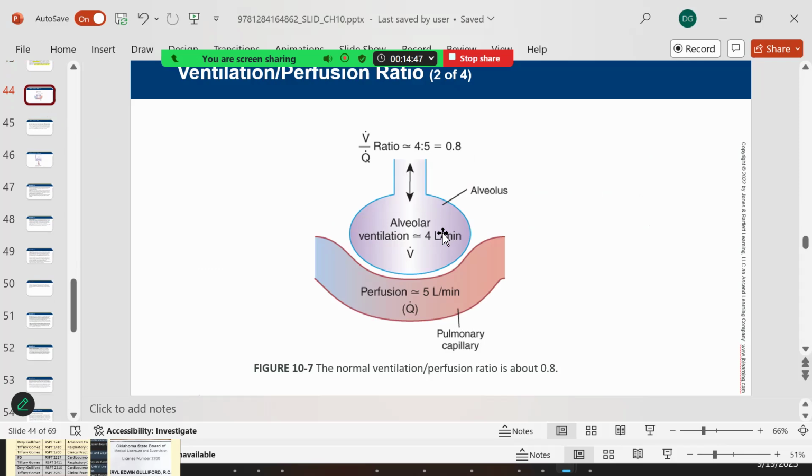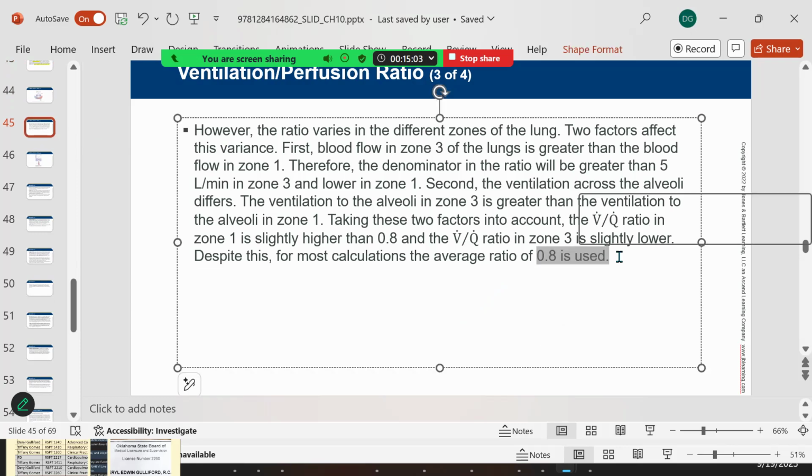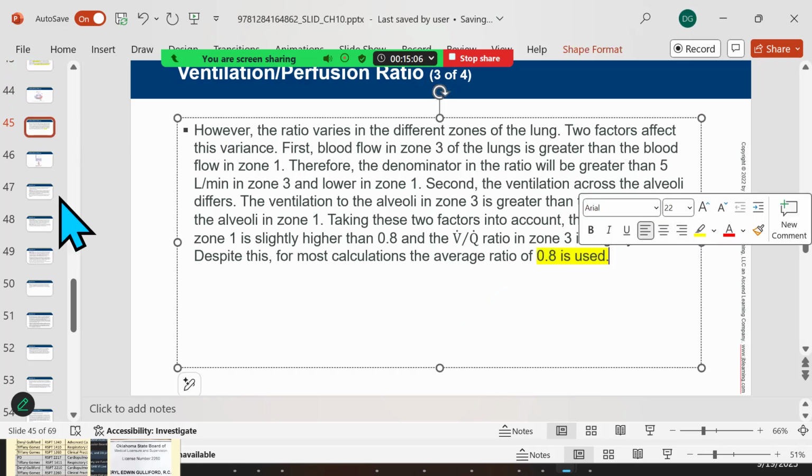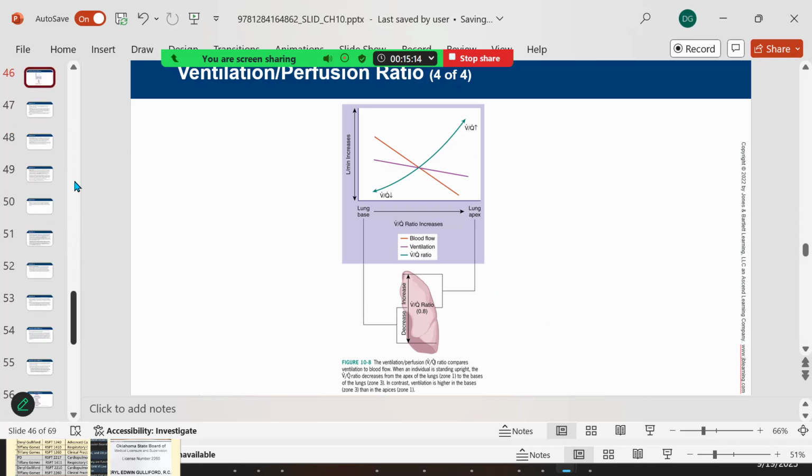And there it is, 4 liters of ventilation, 5 liters of blood flow. That's a very typical VQ ratio of 0.8. That's a number worth remembering, just because it comes into play for so many different things. And there it is again, 0.8. It's sort of an average. We know that the VQ is different in different parts of the lung, but 0.8 is what we're going to call the average.